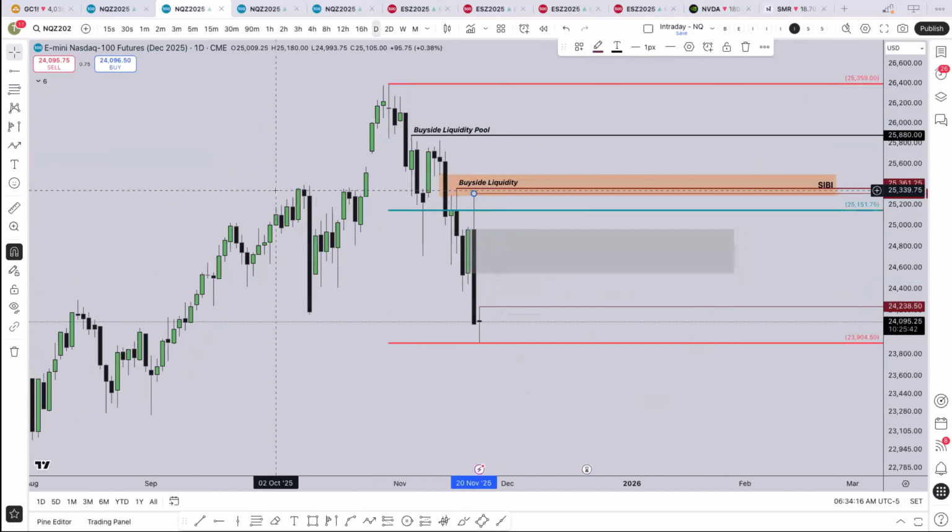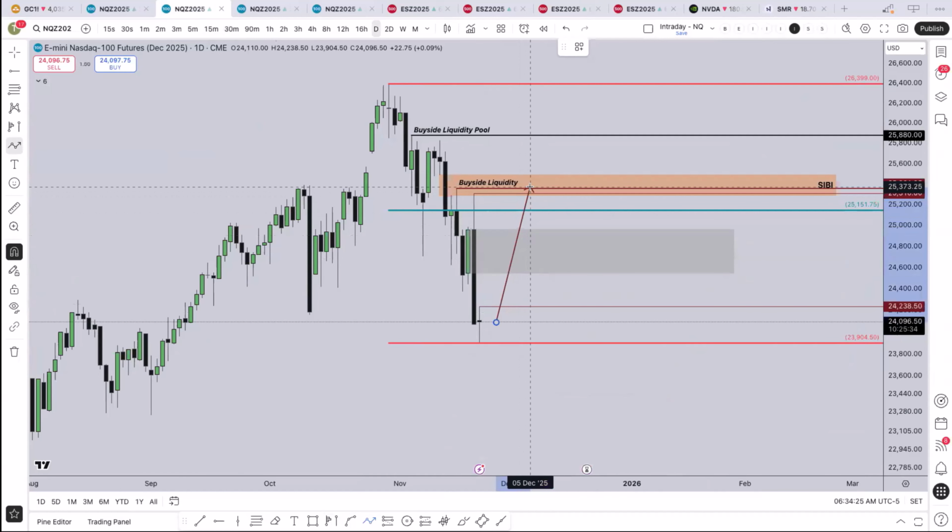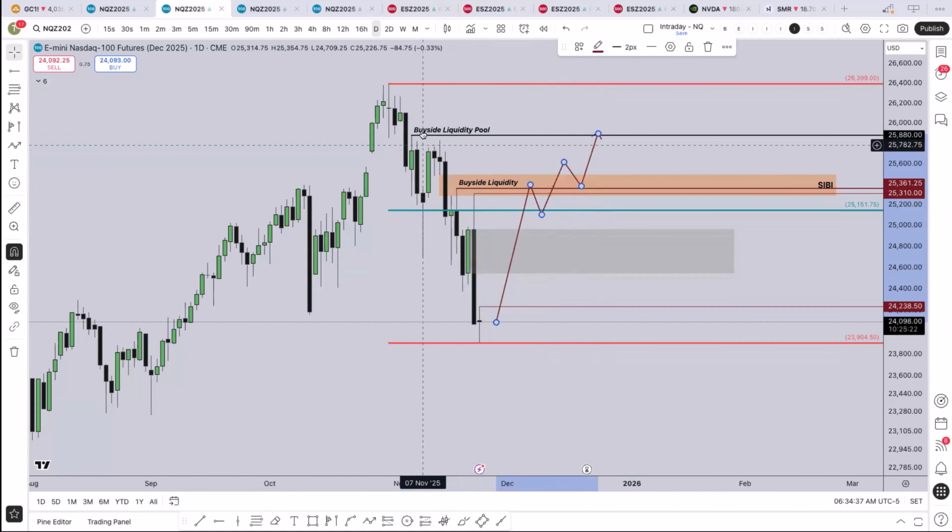Again, going back to the daily chart here, let's say if the price gets here, runs this liquidity, then depending on what it does here. Now, if this particular SIBI that I have marked gets inverted, then very likely the price will also get here, and you can see there's a lot of liquidity pool right here. But that's again something way beyond, right?